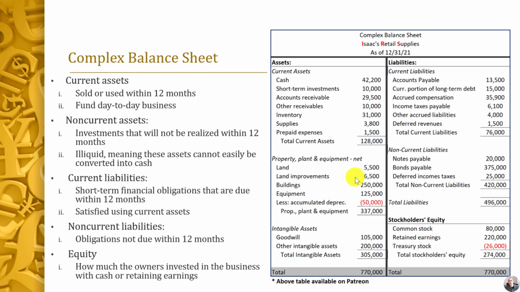I broke apart non-current assets into PP&E and intangibles because property, plant, and equipment gets depreciated. Land is an outlier. It does not get depreciated. It stays on your balance sheet at original value.